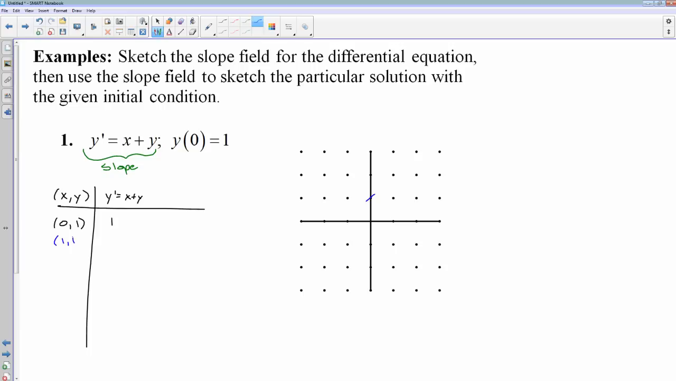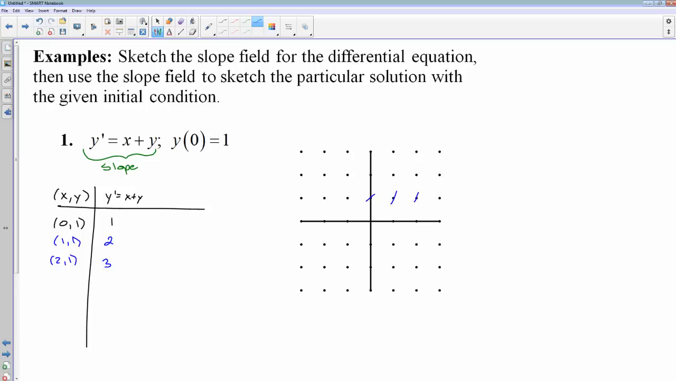Well, let's see. If I plug in 1, 1, 1 plus 1 is 2. So when I'm going through this point, I need to have a slope of about 2. That's going to be a little bit steeper. Let's pick a different one. Let's try, I don't know, let's try 2, 1. If I go over to an x coordinate of 2 and a y coordinate of 1, x plus y is 3. So when I'm here at 2, 1, my slope is 3.